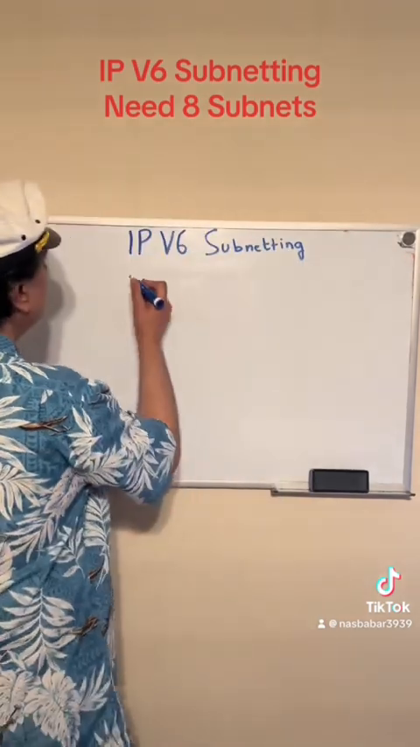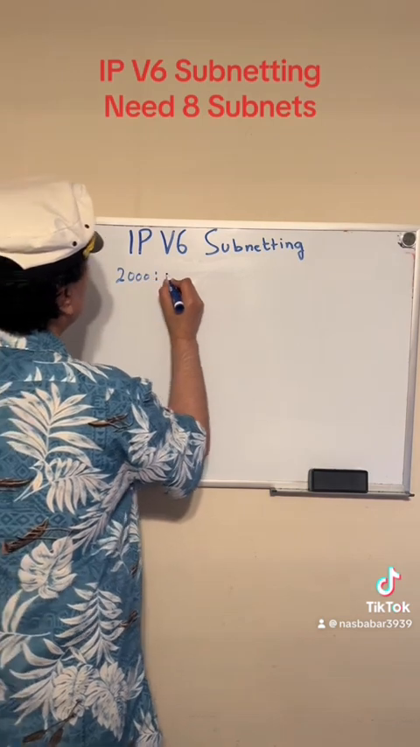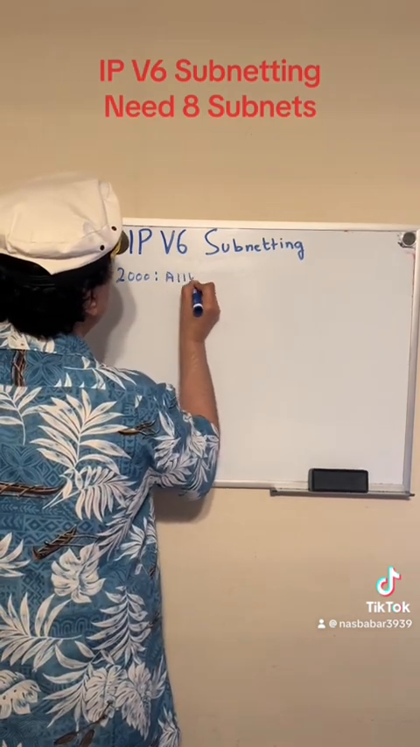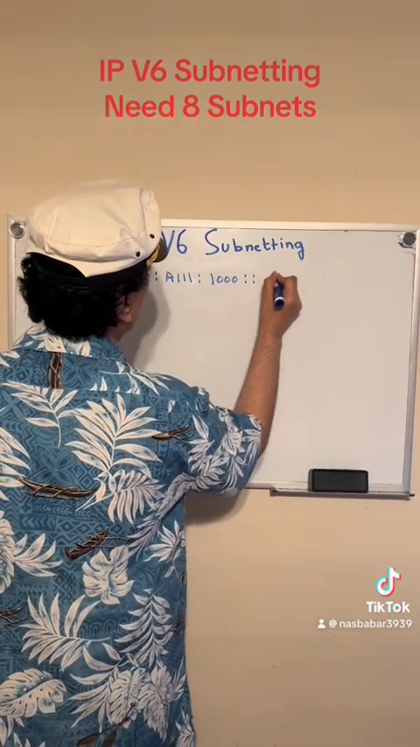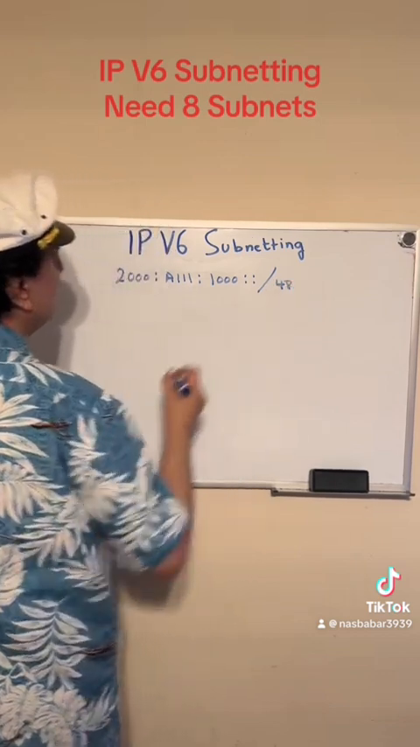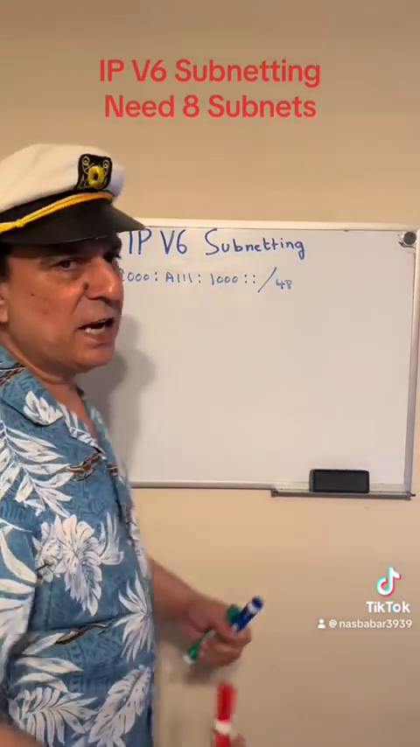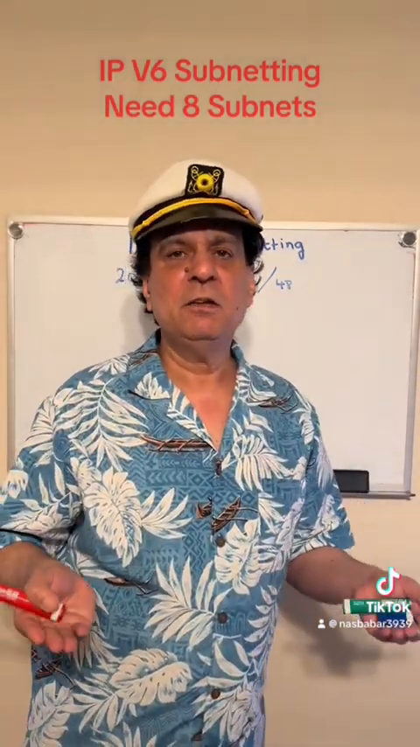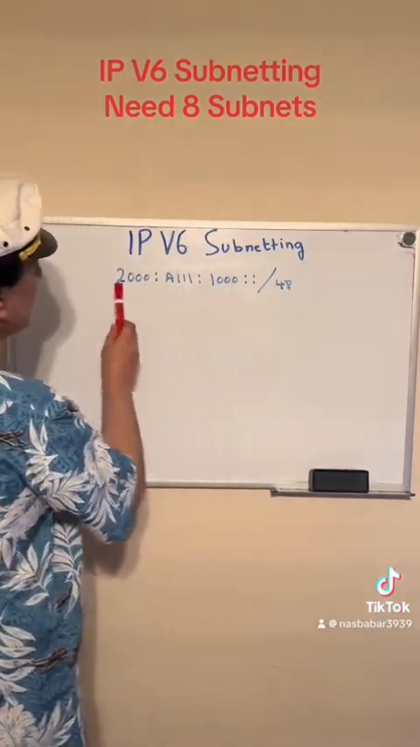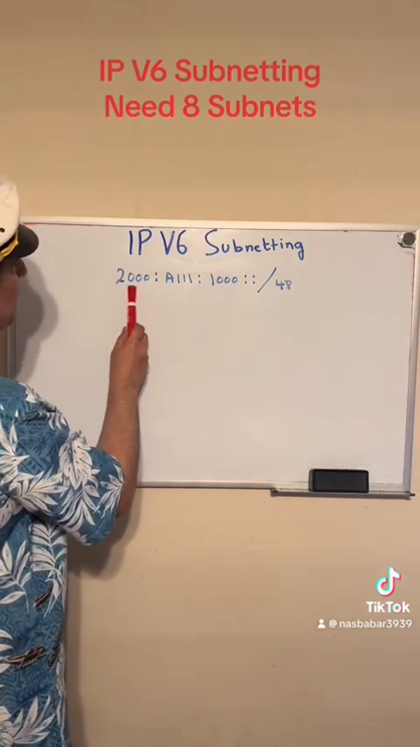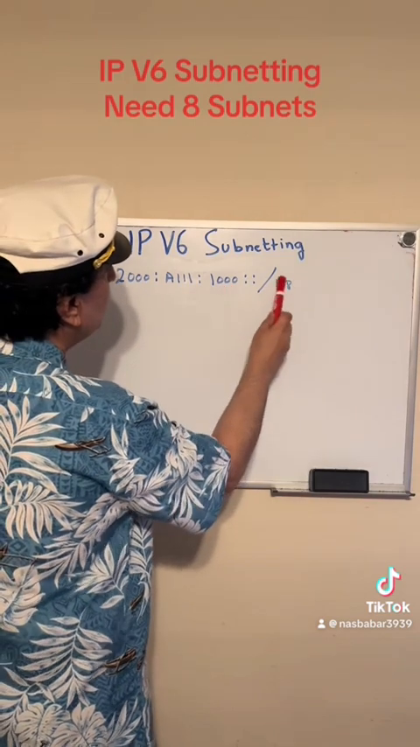So you go to the ISP and you get this address, 2000:A111:1000::/48. Now let me just say, why is this /48? Because that's how you are presented with the IPv6 subnet by ISPs. These are all hexadecimal numbers. Each hexadecimal number has 4 bits. So 4 times 4 is 16, 16 plus 16 is 32, plus 16 is 48. So that's how we get to 48.